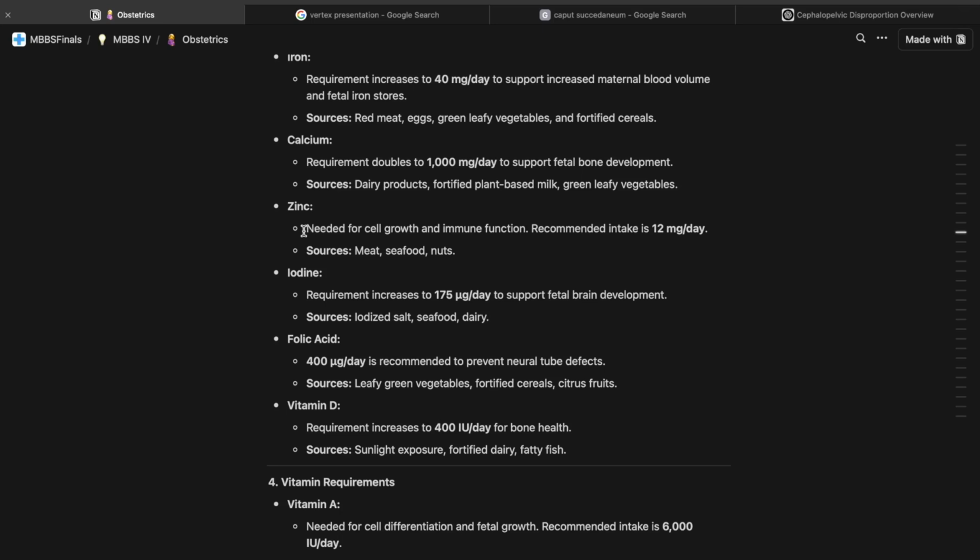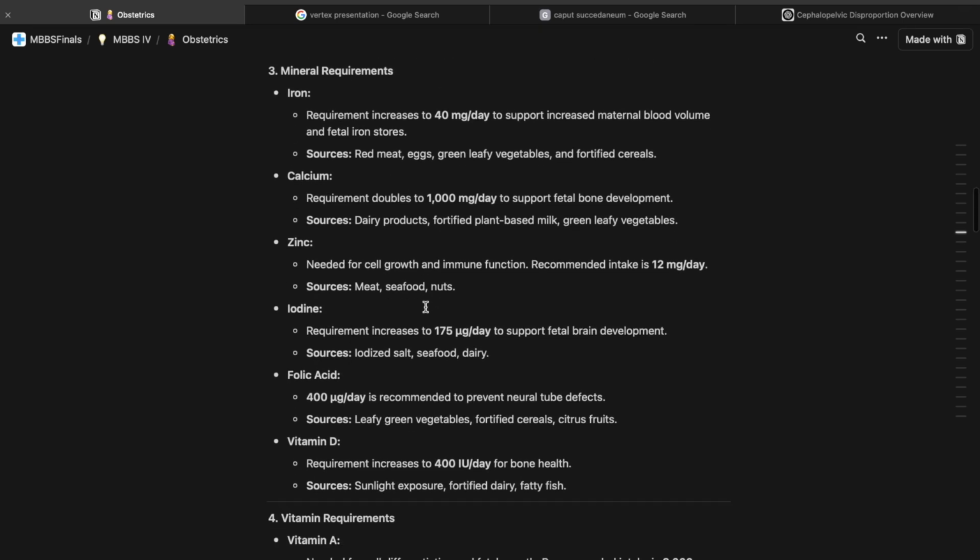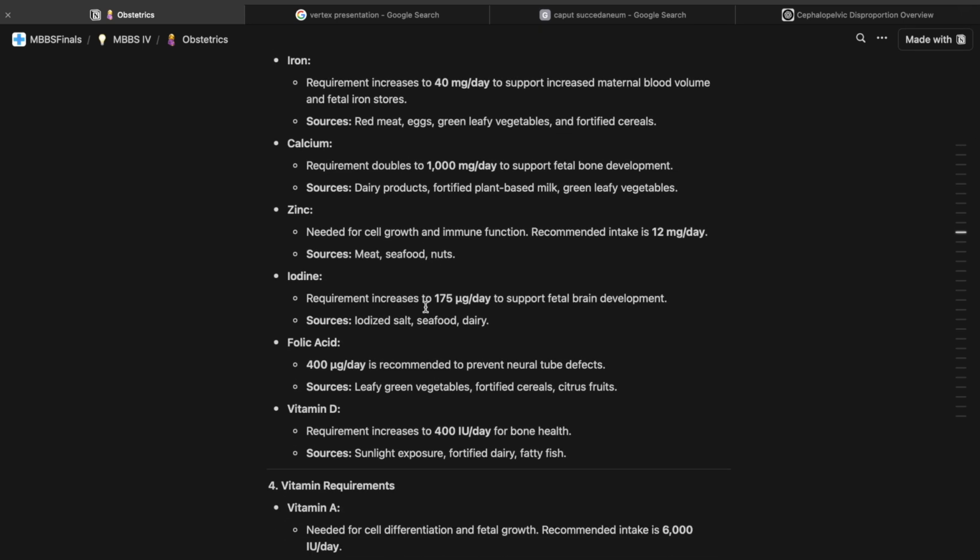Zinc, so we have seen this in the PET section, needed for cell growth, immune function, recommended 12 milligram per day. 12, first one was 40, second one was 1000, this one is 12. See the variability, 40, 1000, 12. Looks like something like micronutrients and all that. Anyways, sources: meat, seafood, nuts.